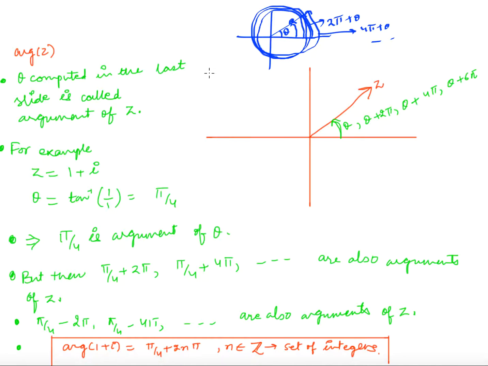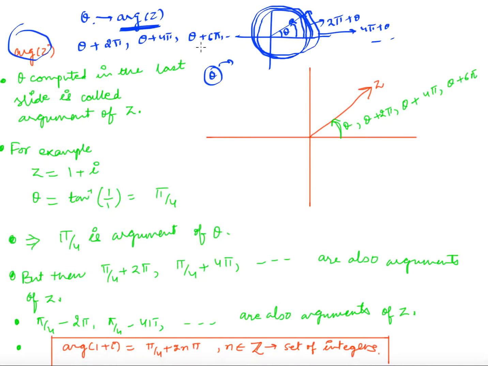So basically, if theta, which I measure as the angle, and I will call it as the argument of z, theta, which we measured in the last slide, we will call it as argument of our complex number, right? If theta is an argument, then theta plus 2 pi is also an argument, theta plus 4 pi is also an argument, theta plus 6 pi is also an argument, and similarly theta minus 2 pi, theta minus 4 pi, and so on, right? So basically, if theta is an argument of a complex number z, then theta plus 2k pi, where k is an integer, all these quantities are the argument for your complex number z, right?